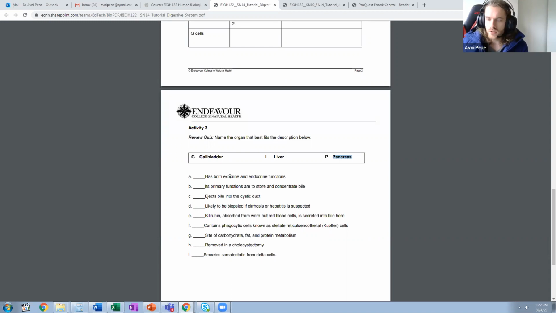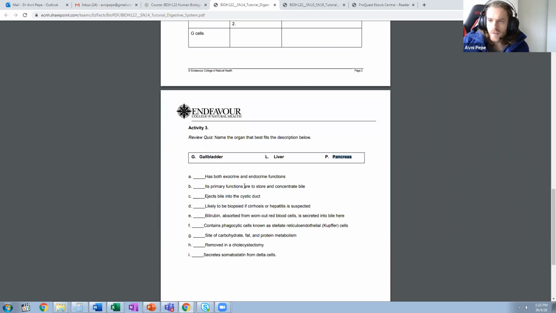But as you know, the pancreas also releases insulin, for example, which lowers blood glucose levels, and it releases insulin into the bloodstream. So that's what gives it its endocrine function as well. It also releases glucagon, which is the antagonistic hormone to insulin, so it has the opposite effect. It increases blood glucose levels.